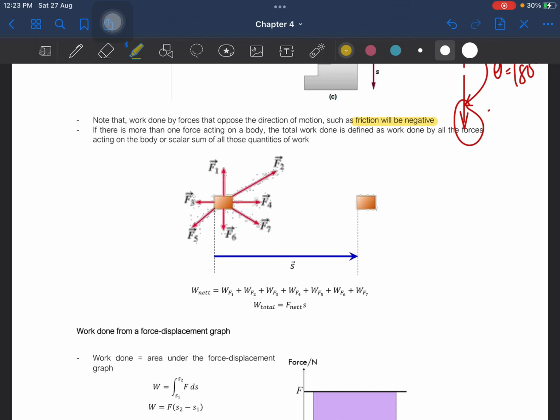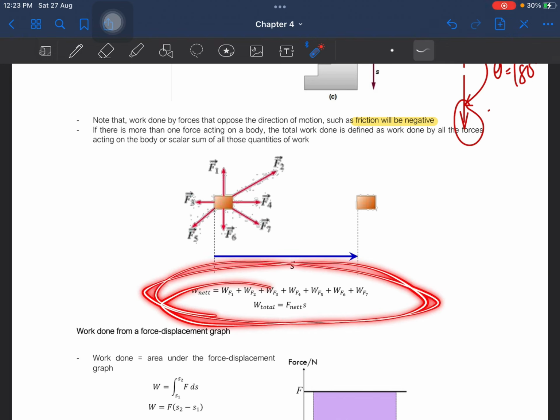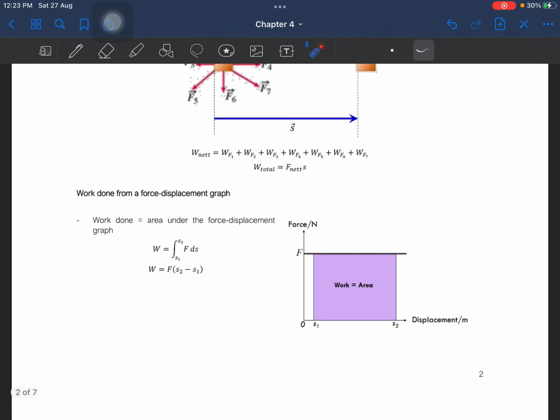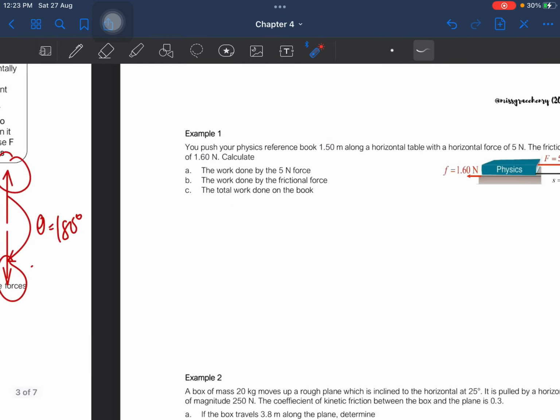And then if there is more than one force acting on a body, the total work done is defined as the work done by all the forces acting on the body ataupun the scalar sum of all those quantities of work. Contohnya macam ni lah. Okay? Alright, let's look at the work done from a force displacement graph. So this is a force against displacement graph, and the area under this graph is the work done lah. Okay, so that's how you calculate the work done from a force displacement graph.